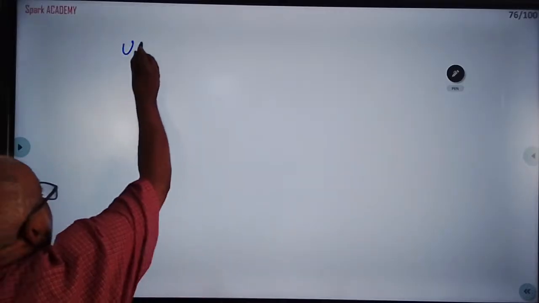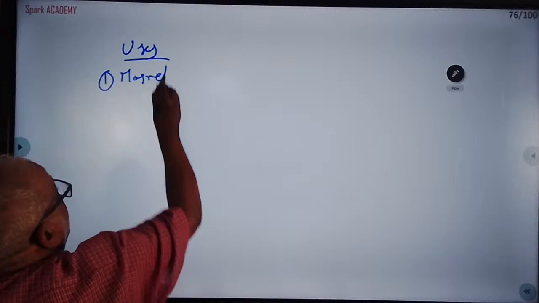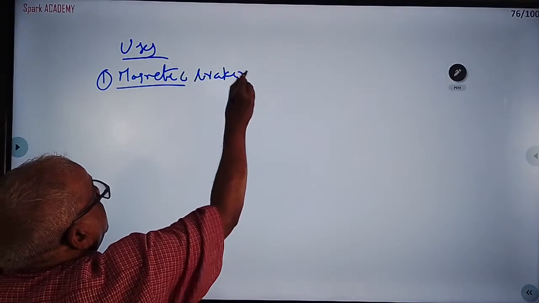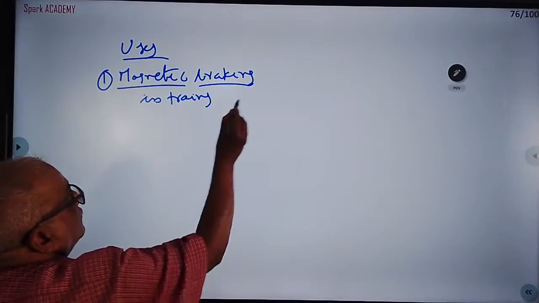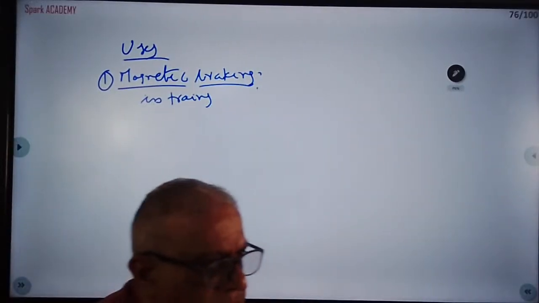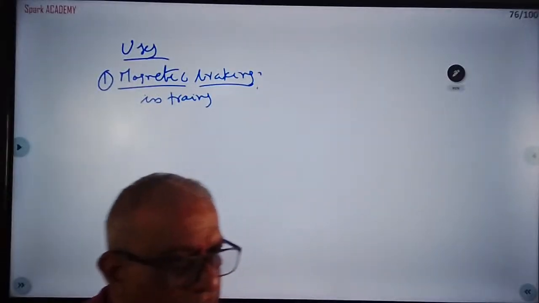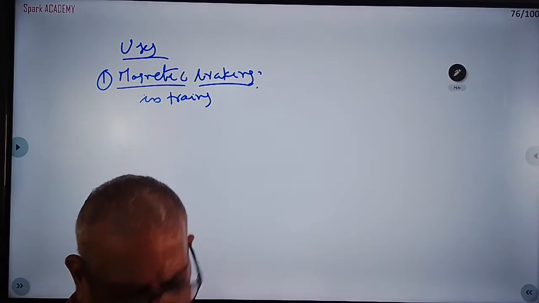Uses. First, you write each one and I will explain. Magnetic braking in trains. Generally, normal mechanical braking is used, for example in a vehicle, train, bus or your scooter, where you apply mechanical brakes to stop. But in foreign countries, there is another way. What is the other way?